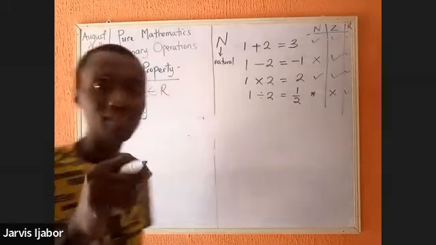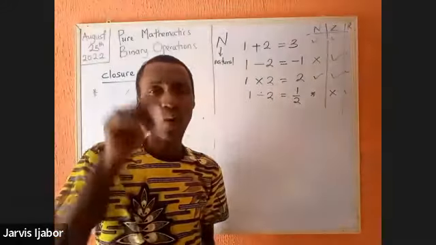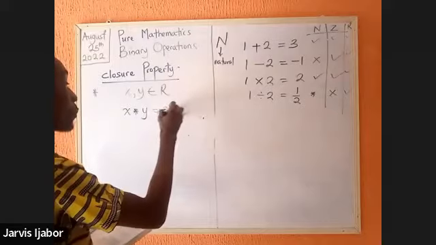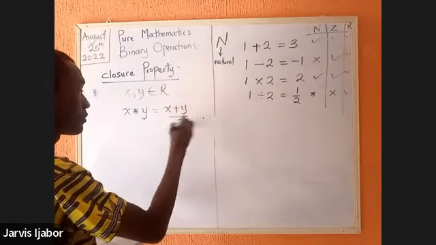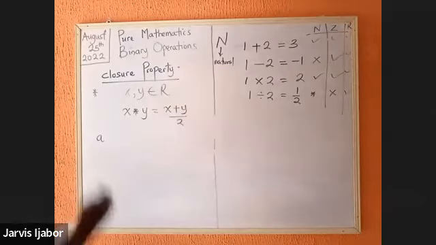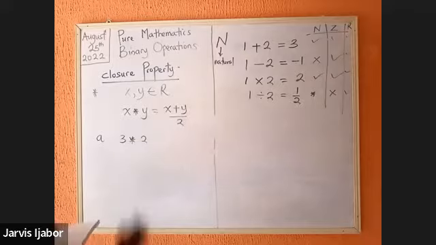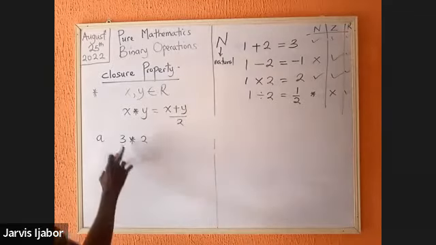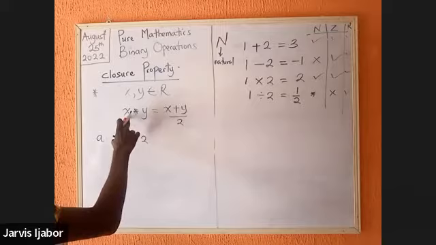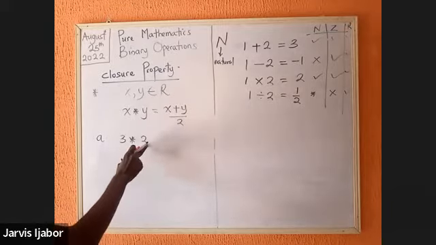So we are told this is the definition of how the operator works, because asterisks can take any form. But when they say x asterisk y, it will give you this. This is how they want the operator to work. Now, we are told to do what? Determine 3 * 2. So what this means is that anywhere you see x, put 3. Anywhere you see y, put what? 2. That's what it means.